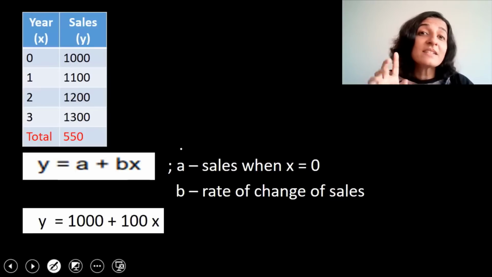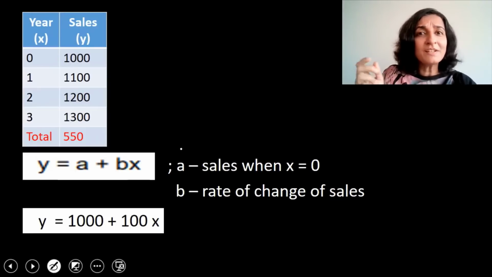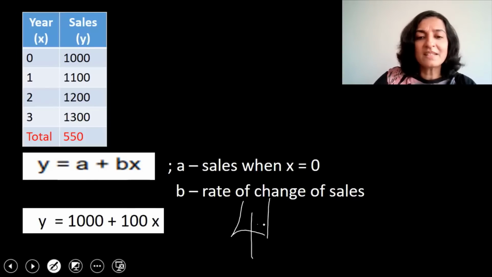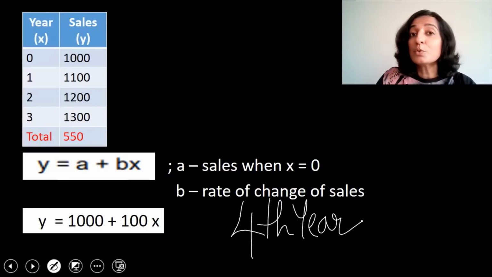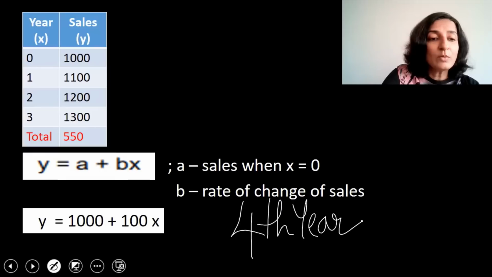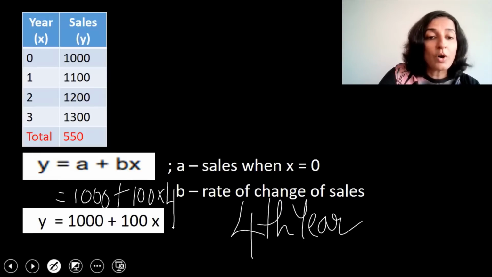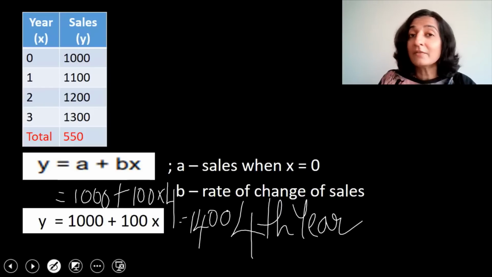Now, can you forecast the sales of the 4th year? Simple, right? You've already got the equation of the trend in your hand. So can you tell me what will be the sales in the 4th year? 4th year means when X is equal to 4. So substituting X is equal to 4 in the equation, we get Y is equal to 1,000 plus 100 into 4, or Y is equal to 1,400. So from the trend line, we know that in year 4, we will be able to achieve 1,400 units of sale. So that is the meaning of the trend line.